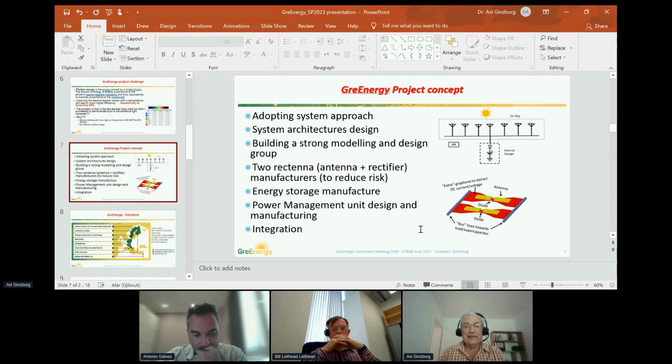We are based on two groups which will manufacture the rectenna, meaning antenna and the rectifier together, because this is the main risk of the project. And in order to reduce the risk, we took two separate groups to do those rectennas. All the other parts are less risky. It contains the energy storage and the power management unit, and of course, integration.